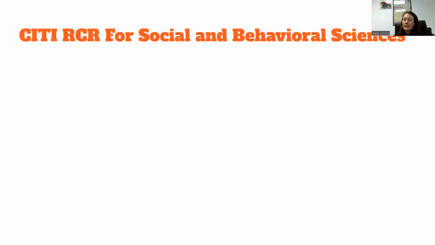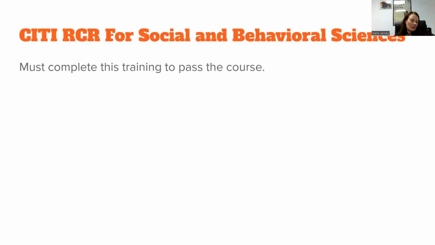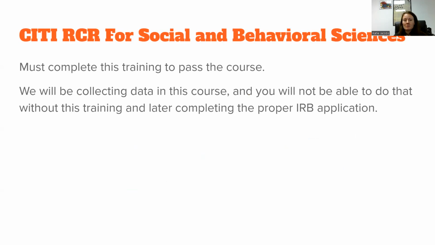But in order to do anything for this class or anything for a research study, you first have to go through the CITI RCR training for social and behavioral sciences. In order to pass this class, you have to complete this successfully, and you need to upload it to our portal on our course webpage. Again, we'll be collecting data in this course, and you will not be able to do that without this training, and also later completing the proper IRB application for the study that we're going to design.